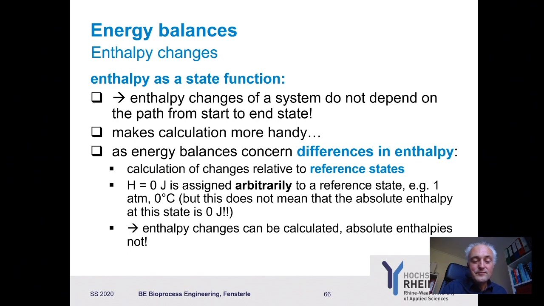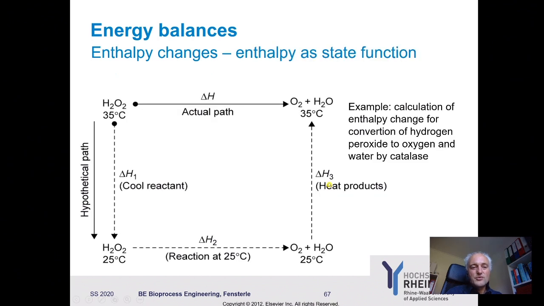That's very simple. So H equals 0 is assigned arbitrarily to a reference state, for example 1 atmosphere and 0 degrees. Of course, the absolute enthalpy at this state is not 0 joule, that's clear. It's just an assignment. And now you can calculate the enthalpy changes. Of course, you cannot calculate absolute enthalpies. Again, this is what you have learned in thermodynamics, in physical chemistry or in chemical reaction engineering. Nothing new here. It's just to repeat it.